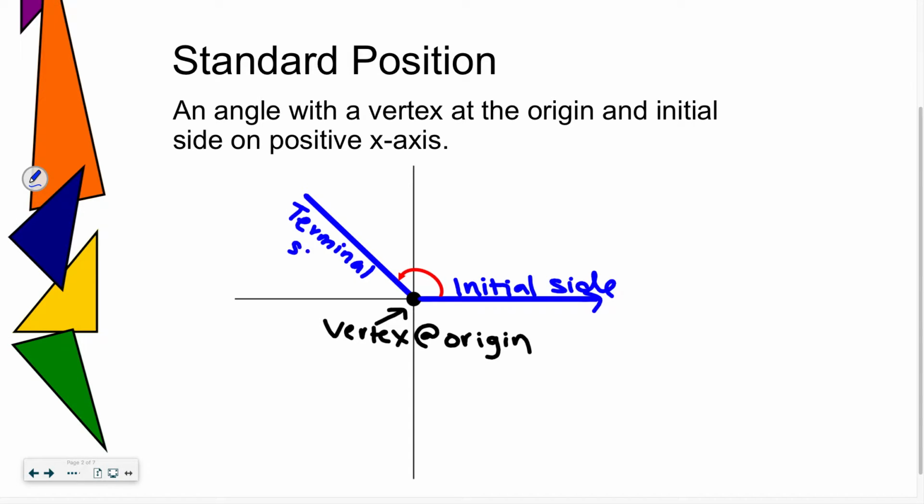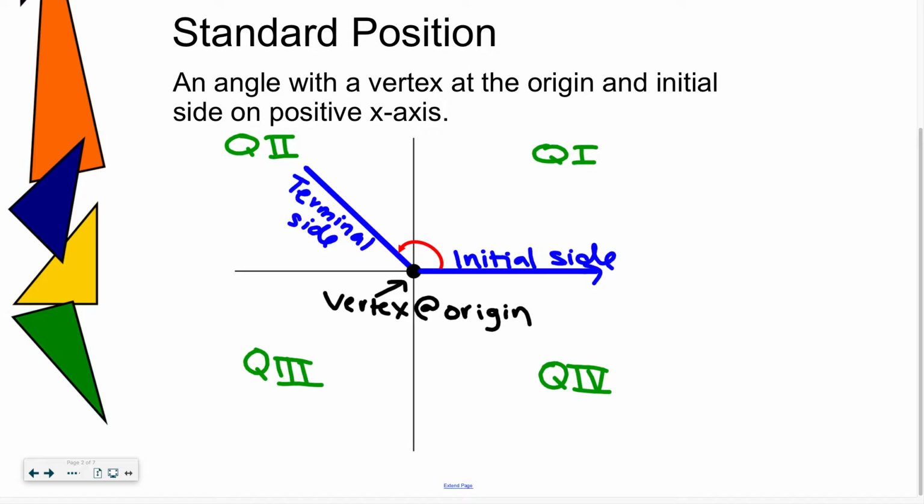A lot of what we do in class is going to be trying to decide which quadrant your terminal side is in, so it's really helpful if you know your quadrants. Remember, the positive quadrant is quadrant 1, and then you go counterclockwise. Here's quadrant 2, quadrant 3, and quadrant 4. I often use Roman numerals. That's pretty standard for quadrants, but if you use the numbers 1, 2, 3, 4, that's fine with me too.